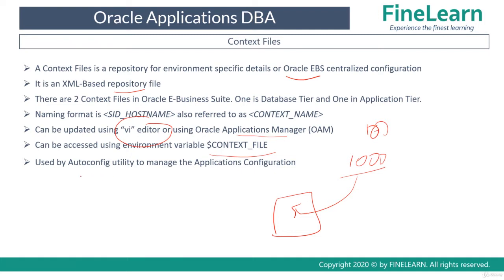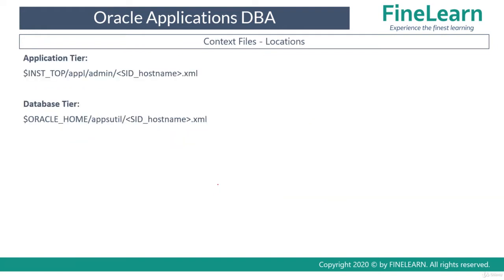And autoconfig is going to use this context file to manage the entire application tier configuration. So what does autoconfig do exactly? That we'll be seeing in the next slides. The location of the context file in the application tier is INST_TOP/appl/admin/sid_hostname.xml, whereas in the database tier, it is located in ORACLE_HOME/appsutil/sid_hostname.xml.